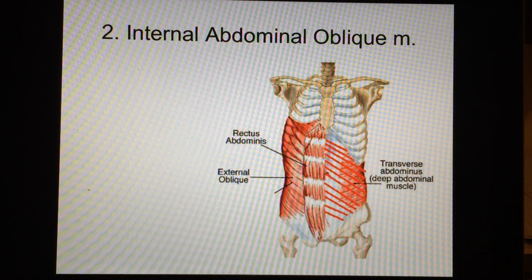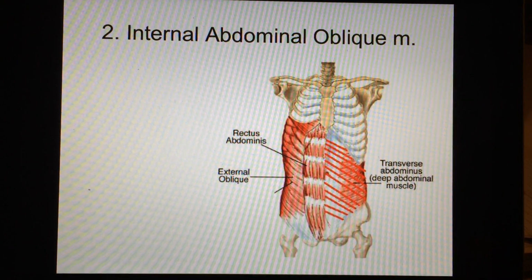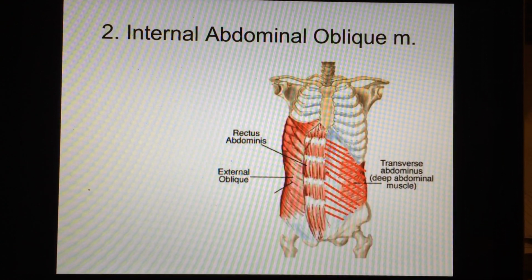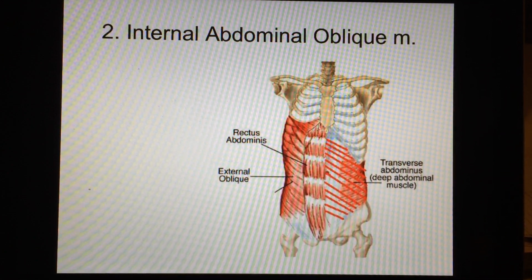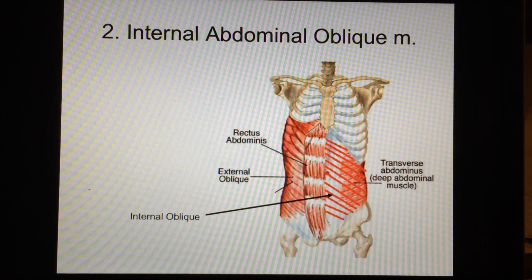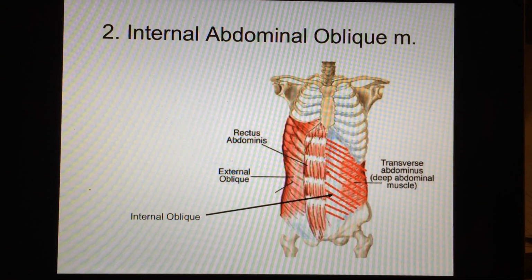This is the transverse. Quit saying that. This is the internal abdominal oblique. This is a terrible video. I'm putting it out there anyway because this is kind of what it sounds like in class when I'm making mistakes.